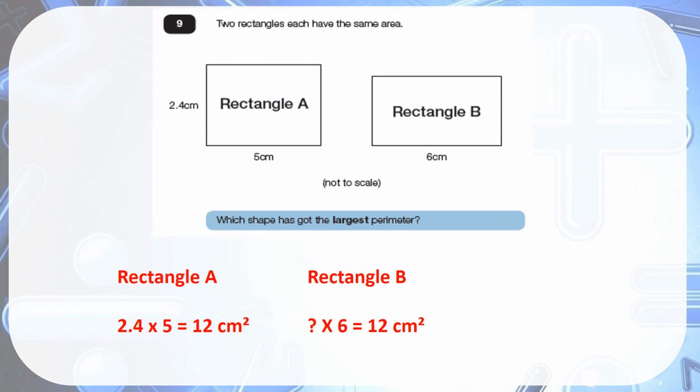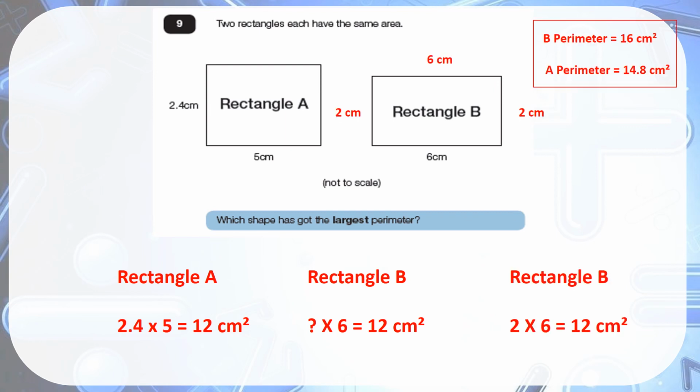So then what I would do is I would use knowing the fact that they have the same area to help me find my missing sides with rectangle B. So I know that if I have a rectangle which has got an area of 12 centimetres squared and the base is 6, I need to find out what my missing height is. So at the bottom you can see we've got mystery number multiplied by 6 equals 12 centimetres squared. So we have to find out that mystery number. Okay, so I know 2 times 6 is 12, which means that my height must be 2 centimetres.